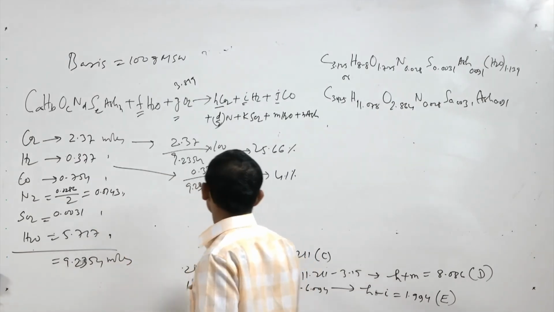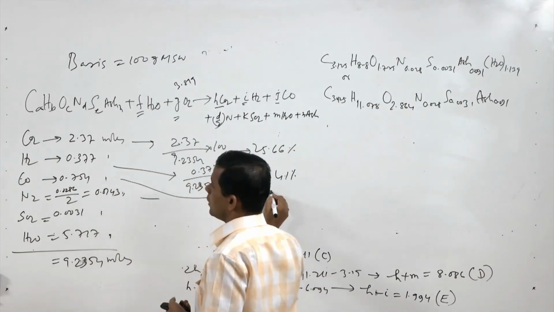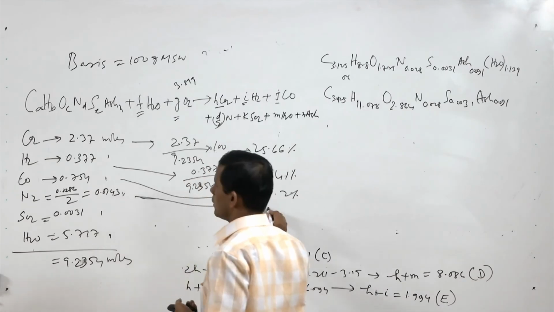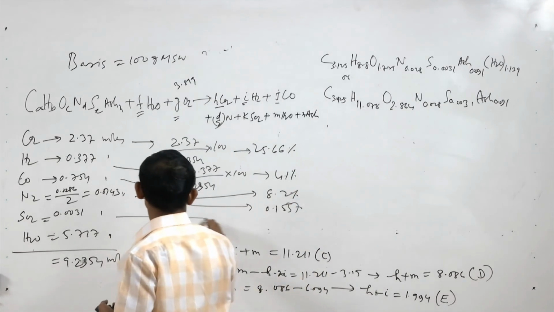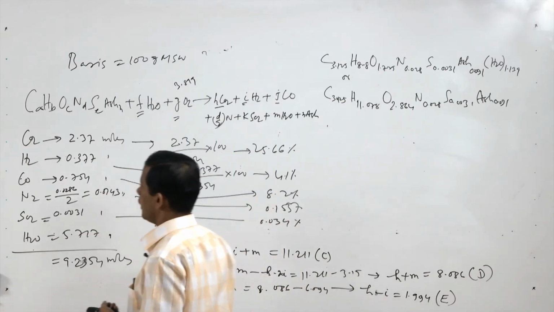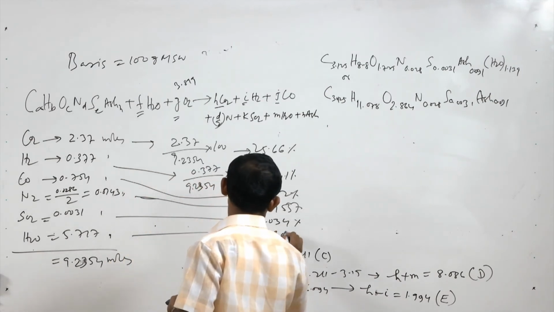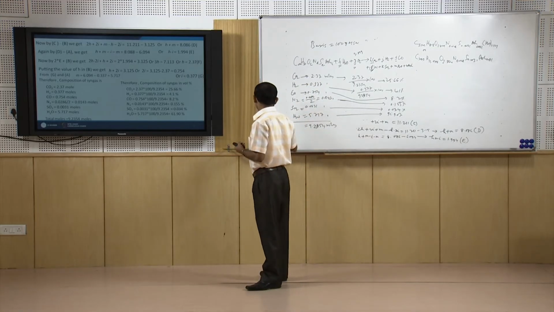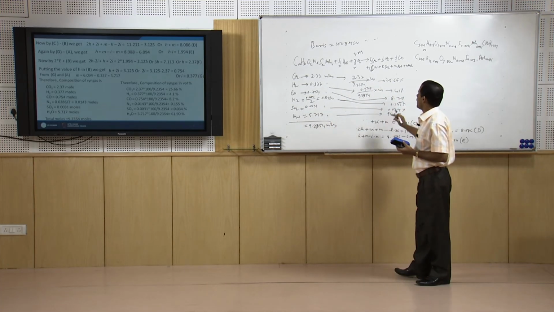Similarly for CO, it is coming 8.2%. For nitrogen, it is coming 0.155%, and for SO2 it is coming 0.034%, and for H2O it is coming 61.90%. The next part of the problem, we have to explain why this CO and H2 is less.